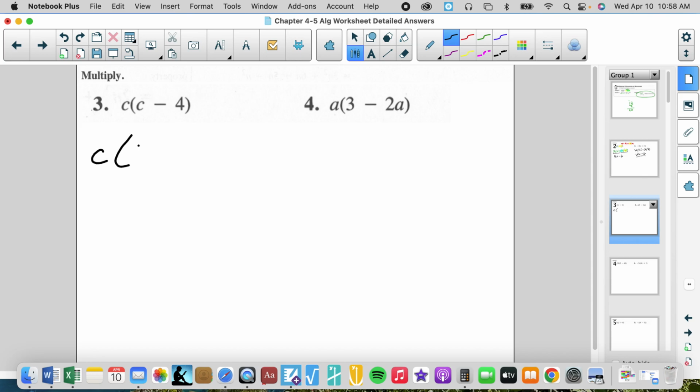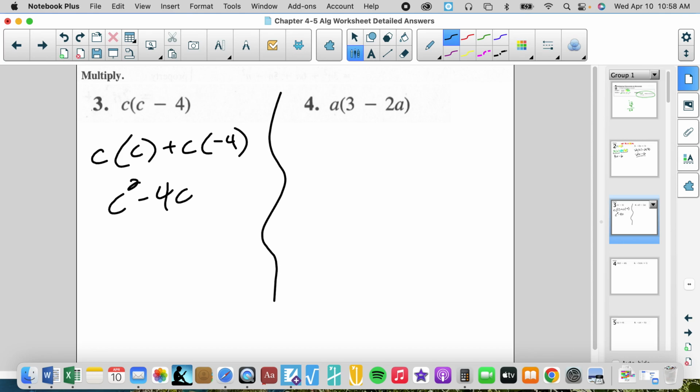We're going to distribute a c to both of the terms, and it looks like this in our notation. C times c is c squared. C times negative 4 is negative 4c. The coefficient always goes in front of the variable. We have a times 3 plus a times negative 2a. Now this gives us 3a minus 2a squared.